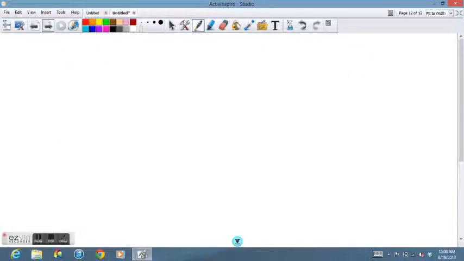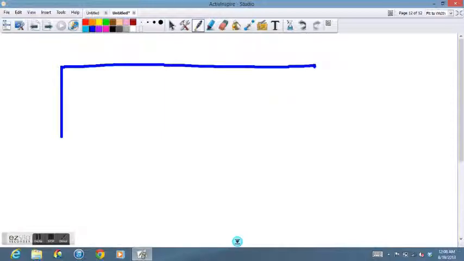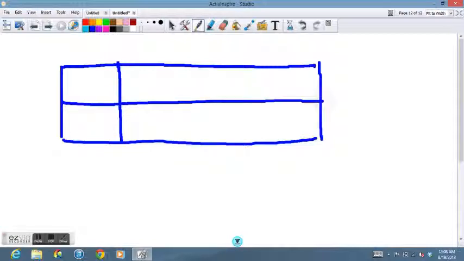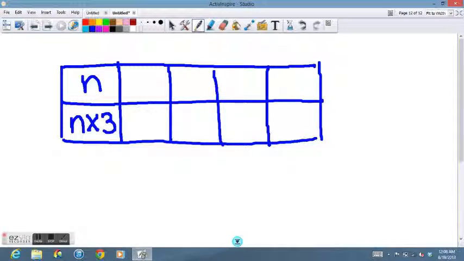The thing about these rules is you have to make sure that whatever the rule is, it works for all of the numbers. Alright? So let's just say I have this rule. I have n, and I have n times 3. Alright? So let's look at a couple of examples.